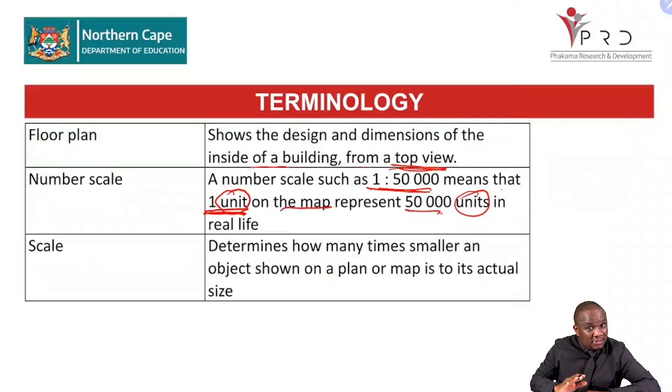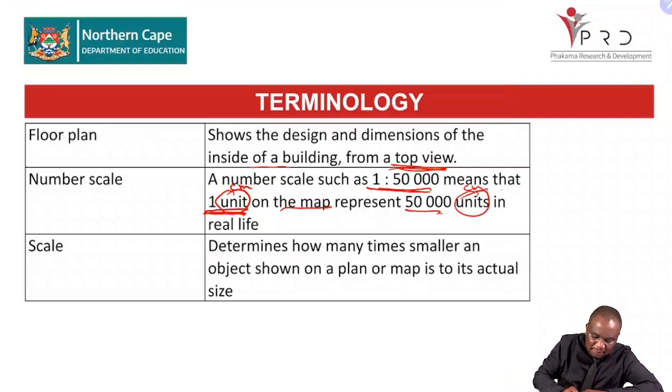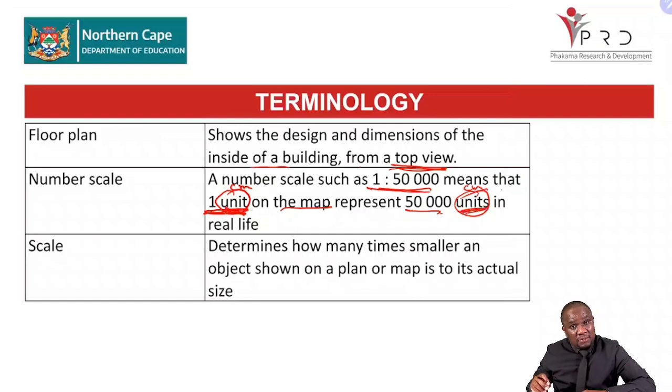Okay, we don't have centimeters and meters here. 1 unit on the map represents 50,000 units in real life. If you want to put units, then they must be the same. 1 centimeter represents 50,000 centimeters. 1 meter represents 50,000 meters. 1 millimeter represents 50,000 millimeters. The unit must be the same. So it's safer to just say 1 unit on the map or on the plan represents 50,000 units in real life.